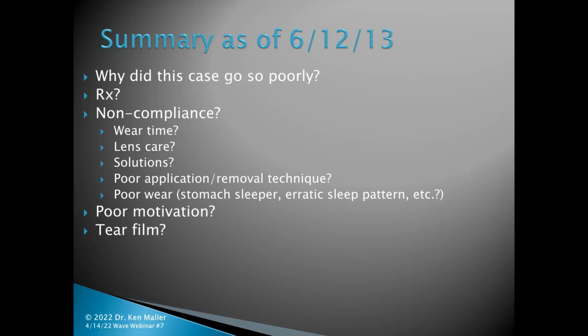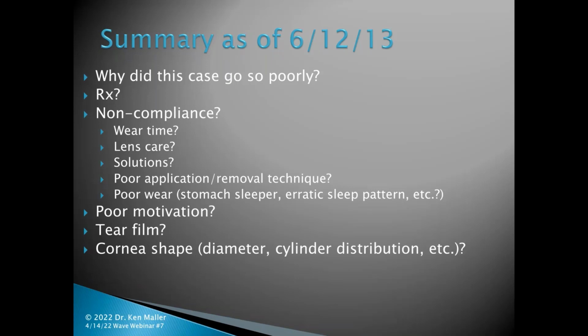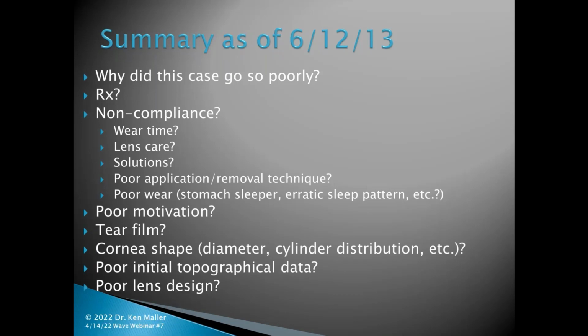Tear film. Tear film didn't look really very bad. What about the corneal shape? Diameter, was it unusual? The cylinder distribution, etc. Was there something unusual about the corneal shape? What about the initial topographical data? Maybe that data was flawed. Poor lens design. Well, they went through 5 designs along with 2 different doctors looking at the case, trying to come up with a good lens design for this particular patient.